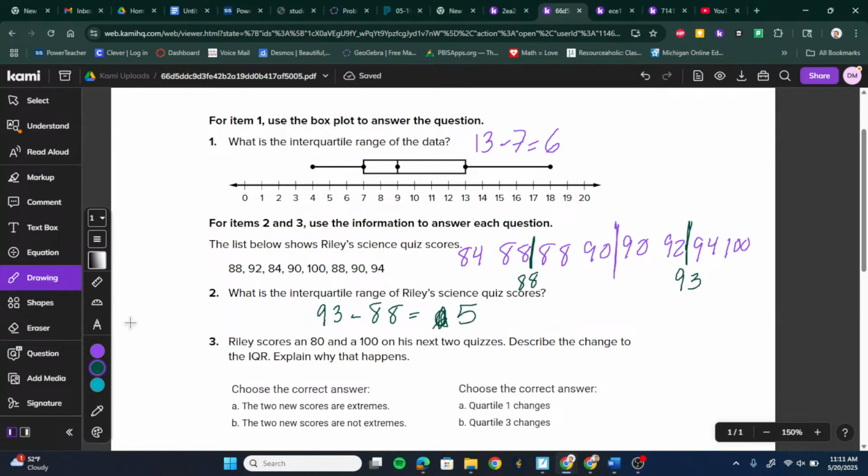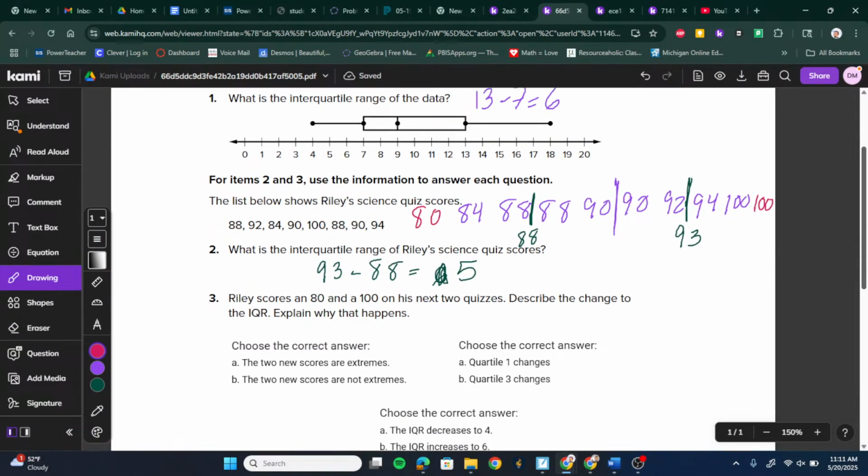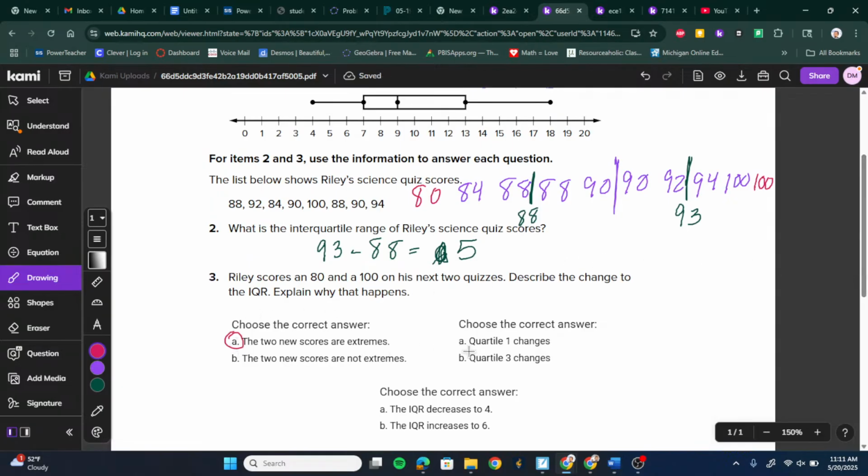Now I come back here, and now I toss on an 80 and 100, and we talk about the change. The 2 new scores are extremes. Quartile 1. Well, let's see. The median doesn't change here. That stays the same. So quartile 1 is still 88 because it's this 88 in particular. So quartile 3, let's see. 1, 2, 3. Quartile 3 now is 94, so that changes. And so that means that we're now having a new IQR of 94 minus 88, which is 6. So the IQR increases to 6.